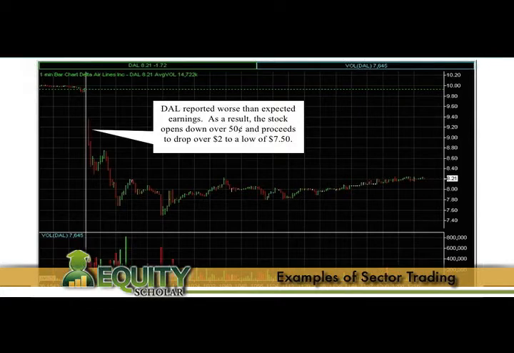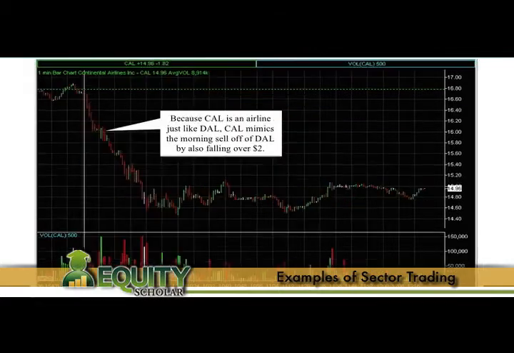In this example, Delta Airlines, ticker symbol DAL, reported poor earnings, which not only sent this stock down, but also its competitors, as bad news for one is most likely derived as bad news for all. In this chart, we see Delta opened down 50 cents lower than the previous day's closing price and proceeded to drop down over $2. Next, we see Continental Airlines, ticker symbol CAL, down over $2 on the trading day as this stock reacts to the negative earnings of its fellow competitor.